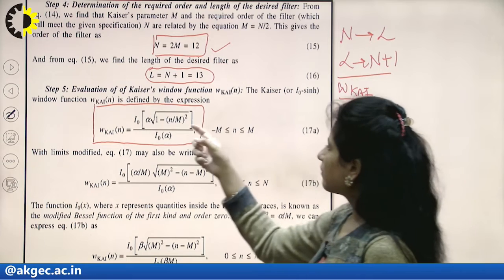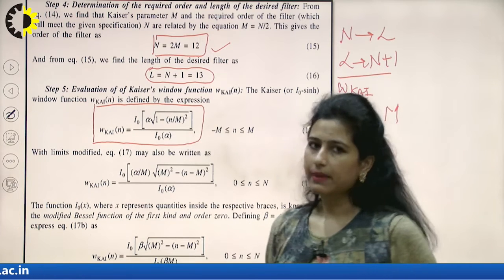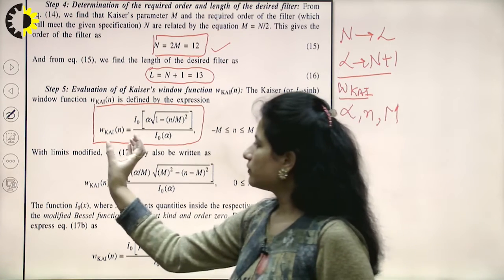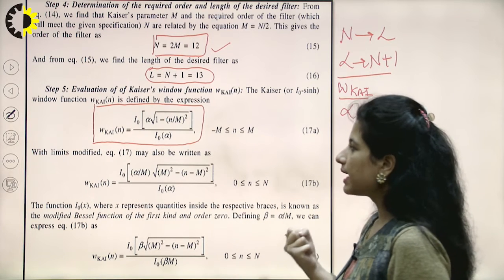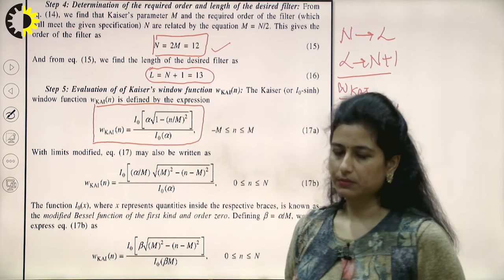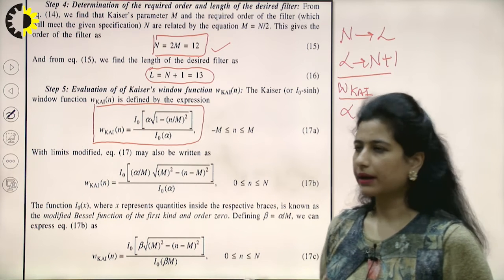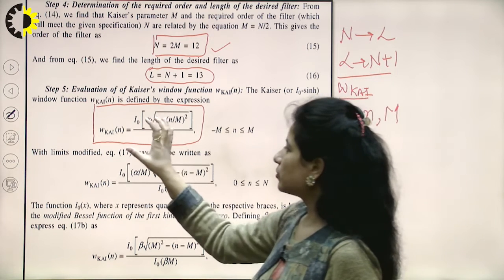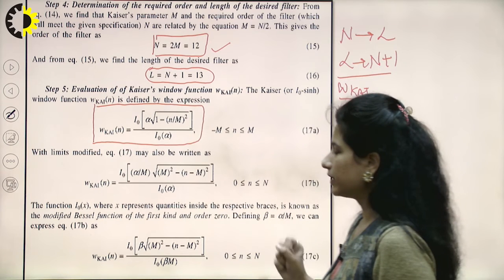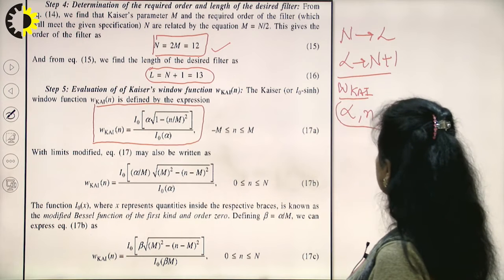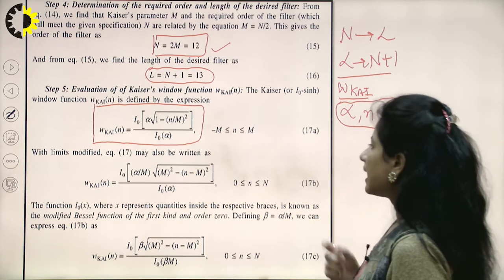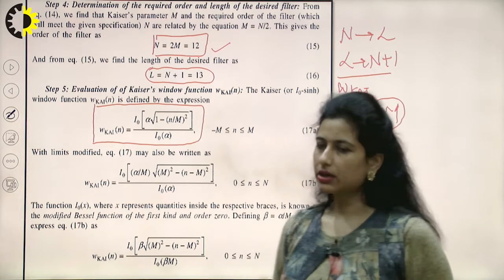So depending upon if I change the value of these parameters, the response of this Kaiser window can be changed. So I do not have a window which has a fixed response like Hamming, Hanning or Blackman window. I am designing a window according to my wish, what kind of response I desire. By changing the value of these coefficients, I can change the response of the Kaiser window.